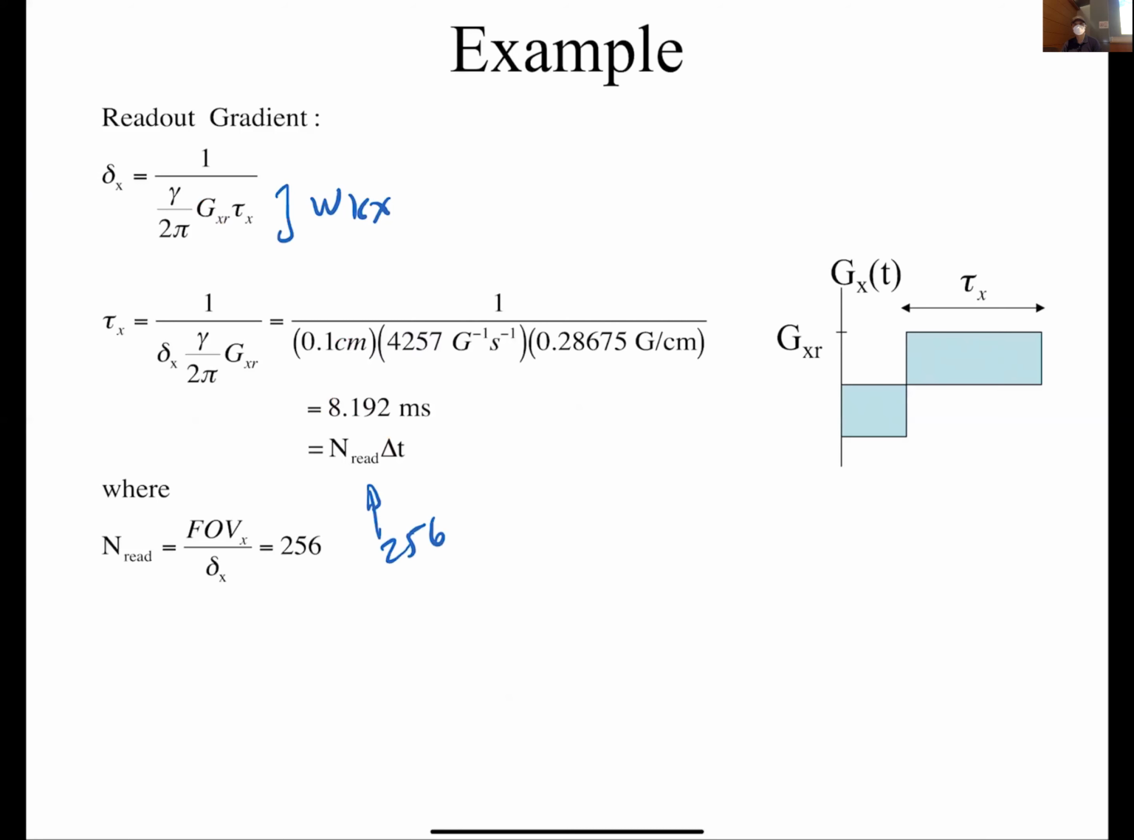Okay, so this is just a nice sanity check. If you were in a rush and you didn't have time to do all this algebra, although it's not very much, your guess would have been pretty good, or would have been correct. Right? So that's the readout gradient. Any questions on that? Okay.